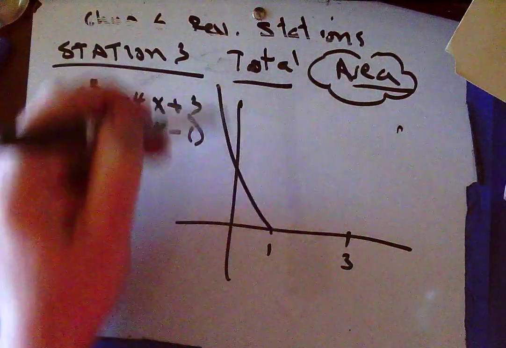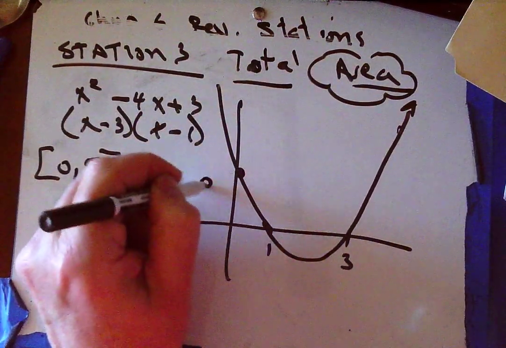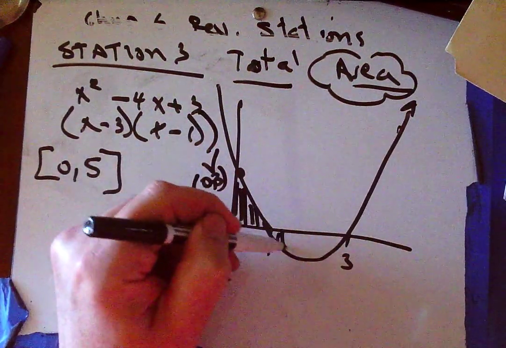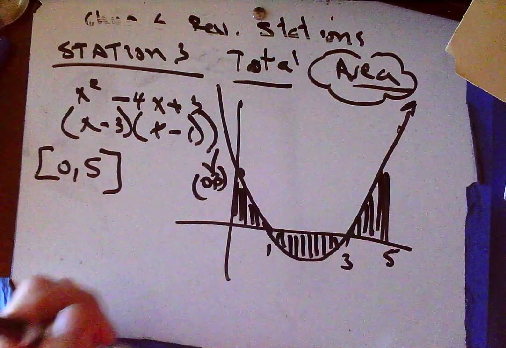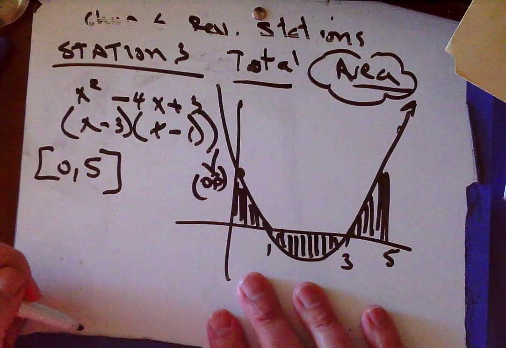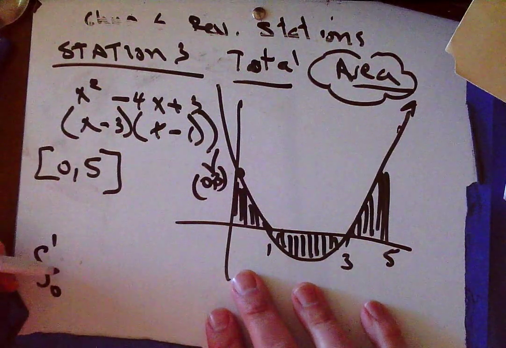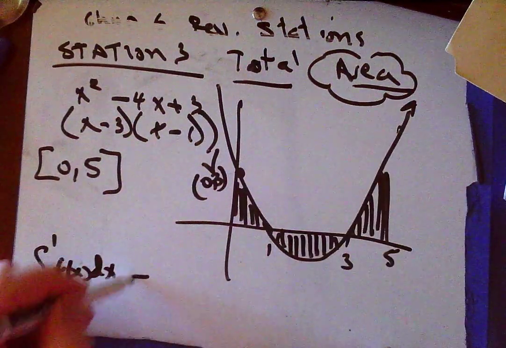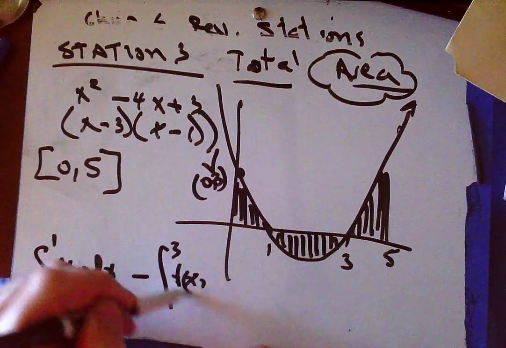Well, there's my parabola. That's 0, 3. And I want to find not the integral, but the total area from 0 to 5. And so I'm going to break this up into some separate integrals. I'm going to say the integral from 0 to 1 of f of x, that's going to be this piece, minus the integral from 1 to 3 of f of x dx.